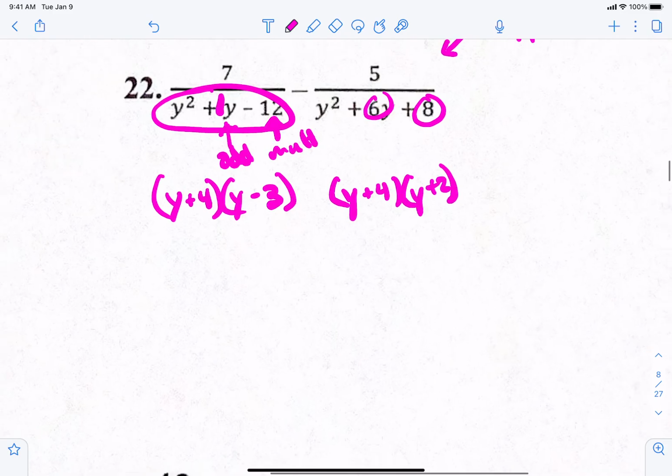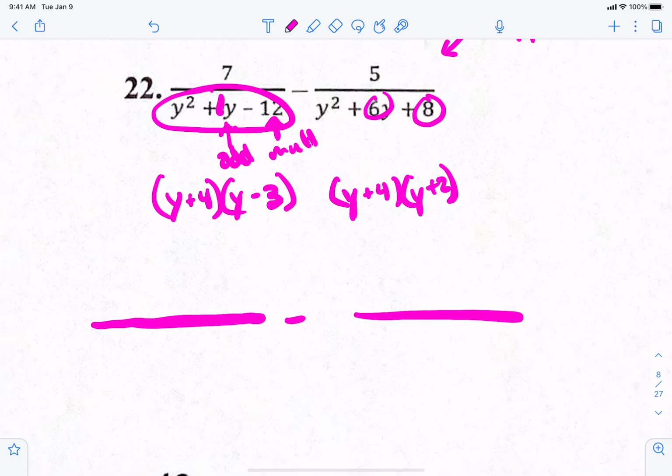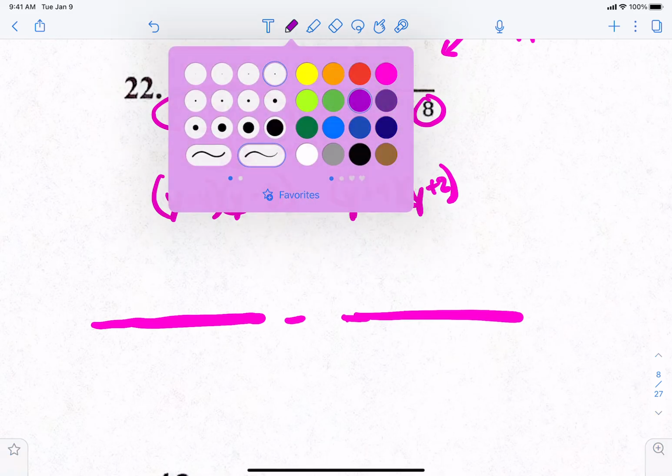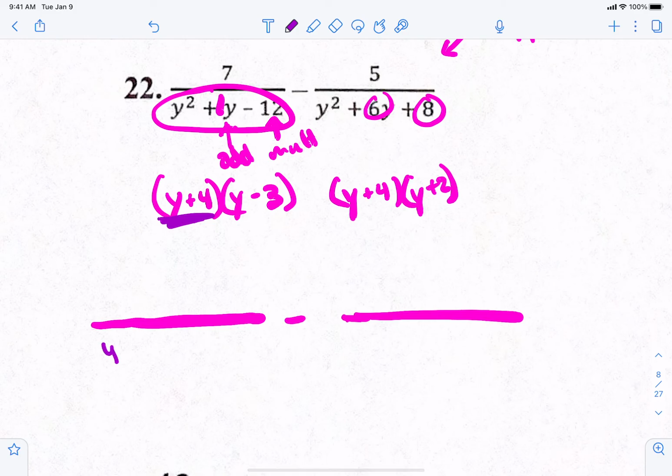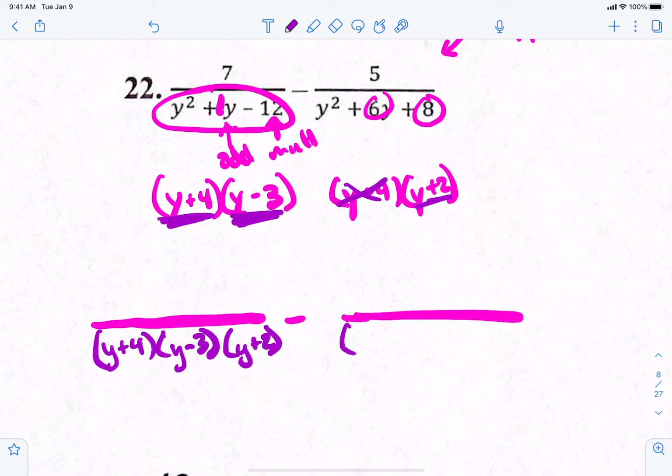Okay? So, my denominators, I always set it up like this. Something minus something. These are my two pieces. In your denominator, you know you're going to have a y plus 4. In your denominator, you know you're going to have a y minus 3. What's my third piece? Y plus 2, because the y plus 4 has already been used. We don't need to write them twice. So write that for both of your pieces: y plus 4, y minus 3, y plus 2.